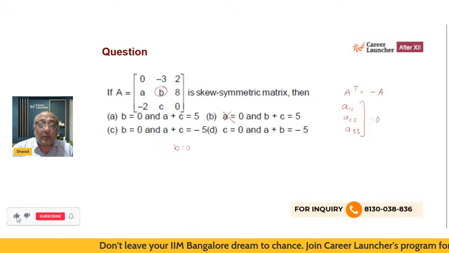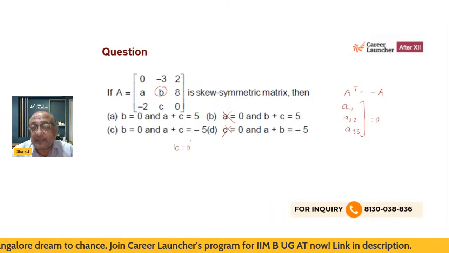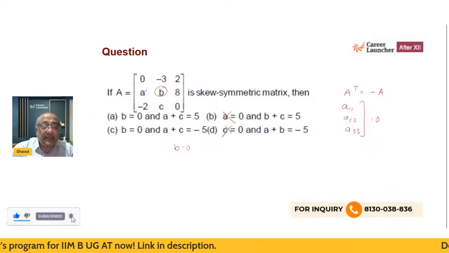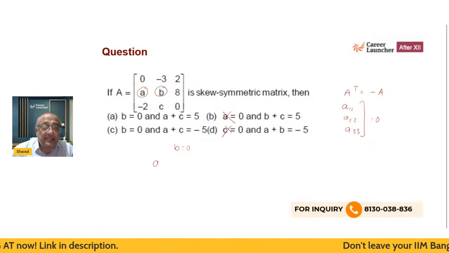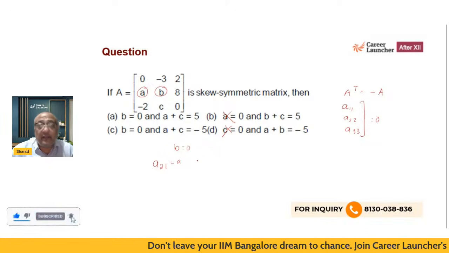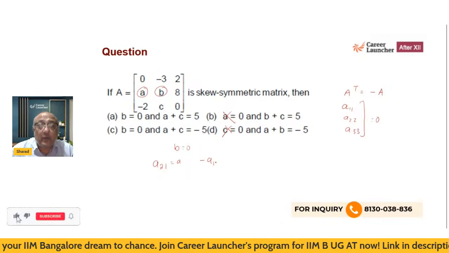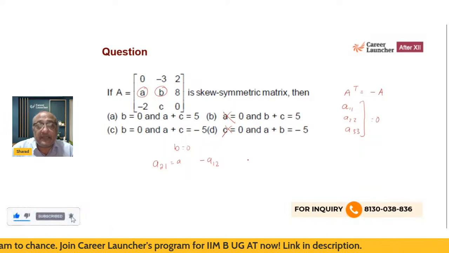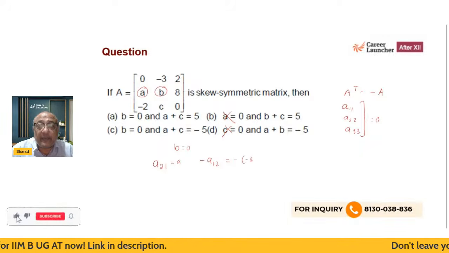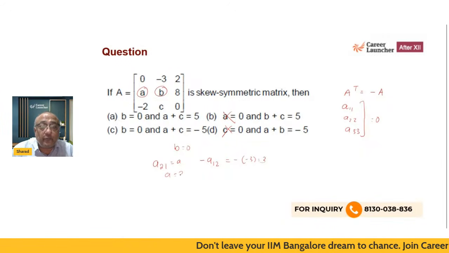So first of all, this option and this option are incorrect. So either A plus C will be equal to 5 or A plus C will be equal to minus 5. So let us check. Let us see where A is. A is here. A, second row, first column, will be equal to minus A12. So what is that value? Minus A12 is nothing but minus of minus 3, which is equal to 3. So wow, I have got A is equal to 3.